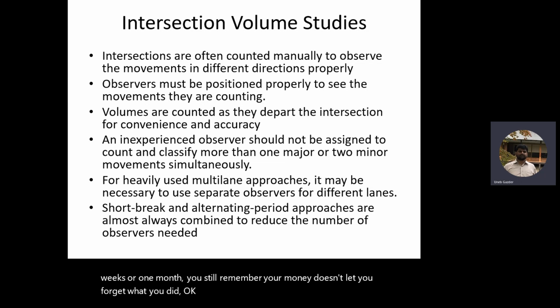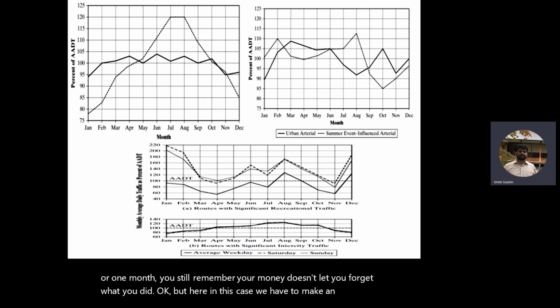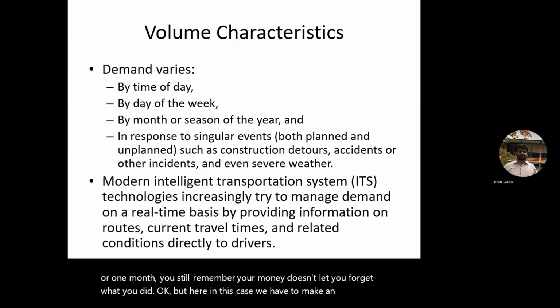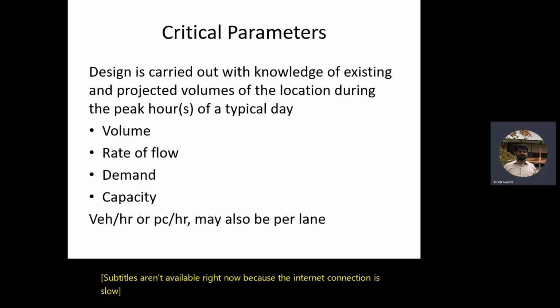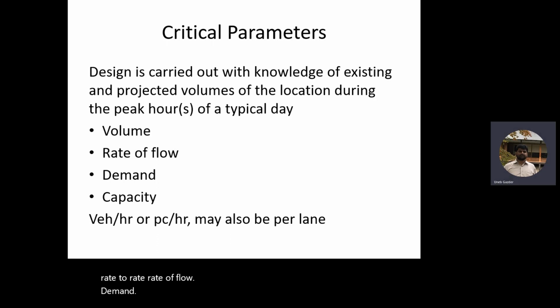Okay, so we started this topic, which is about volume studies. In volume studies, what we covered was 4 basic parameters: volume, rate of flow, demand, and capacity. Volume is the actual number of vehicles you have going in a unit time, and that unit time can be hour or day. Flow rate: you take flow for less than 1 hour, and you convert it to an hourly rate. Demand: how many people want to travel on the highway? And capacity, the maximum capacity of the highway.